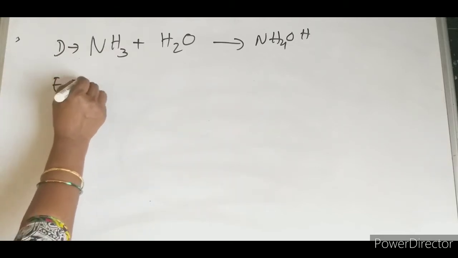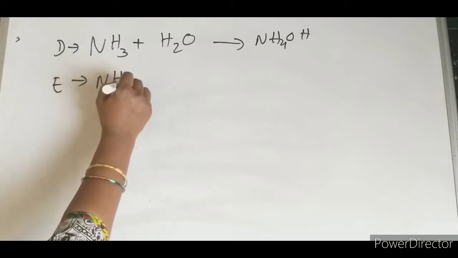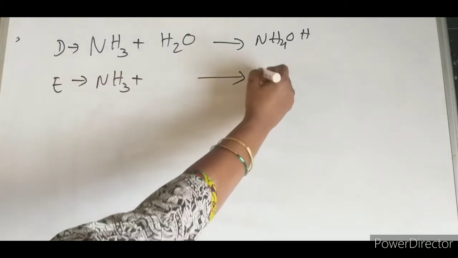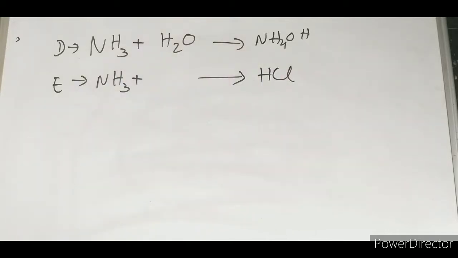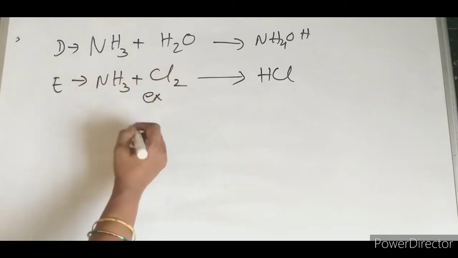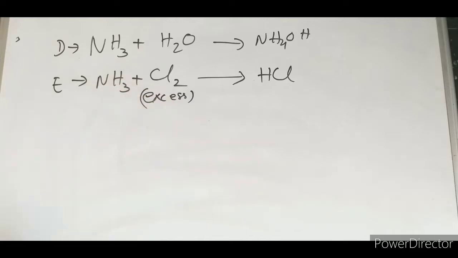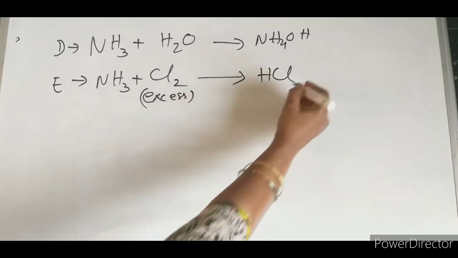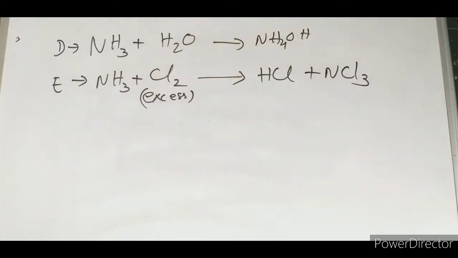Then what is that one? Let us go for E. NH3, something will be added to it, and it will be converted to HCl. So when we are taking NH3, one thing to remember, here we take chlorine in excess. When excess chlorine is added to it, the reaction gives HCl plus NCl3, nitrogen trichloride. So by balancing, 3 here, and 3 HCl here, chlorine 3, 6 on both sides. See, now you find it is easy.